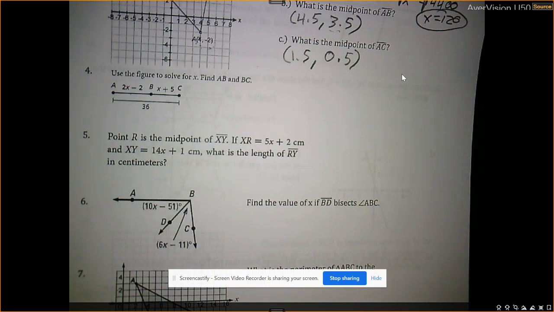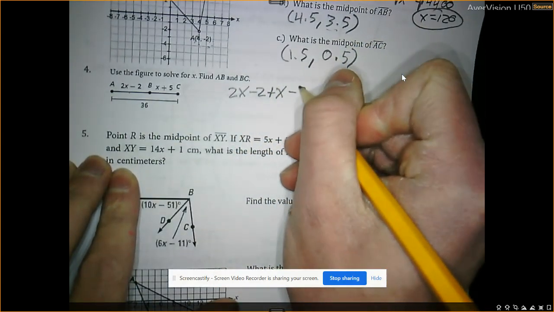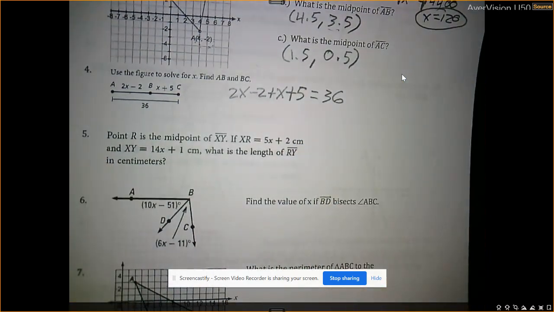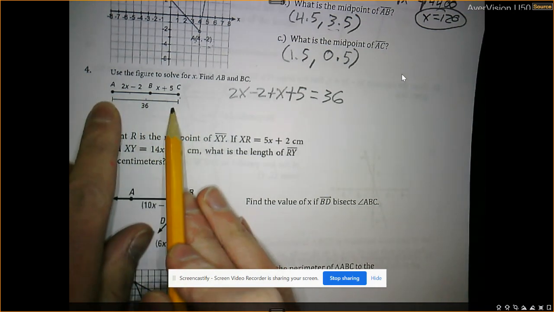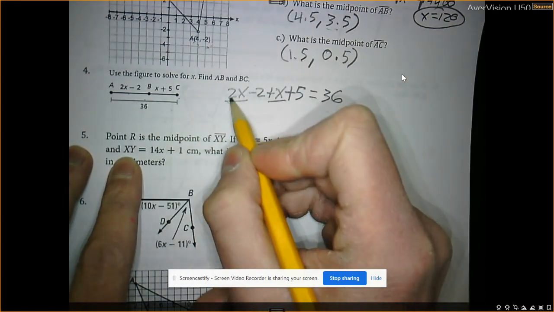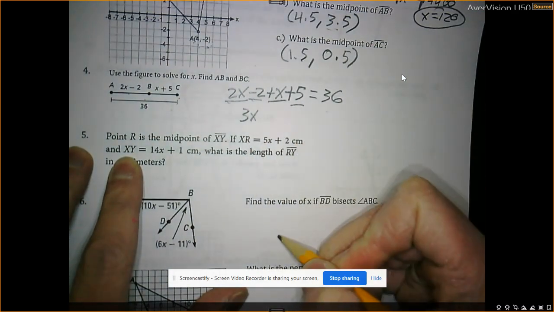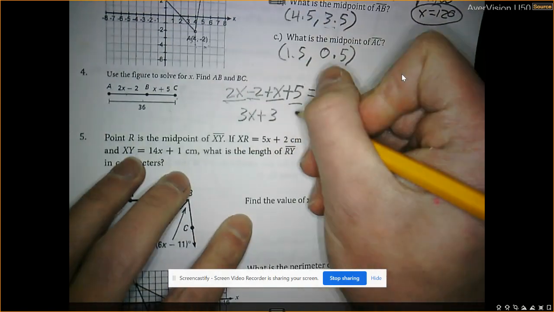Okay, you have to add these two up. Those equal 36, right? So we have simply 2x minus 2 plus x plus 5 equals 36. Does that make sense? The first part is 2x minus 2, the second part is x plus 5, so those two added up have to equal the whole length of 36. Now you combine your like terms: 2x plus x is 3x, and -2 plus 5 is plus 3, equals 36.